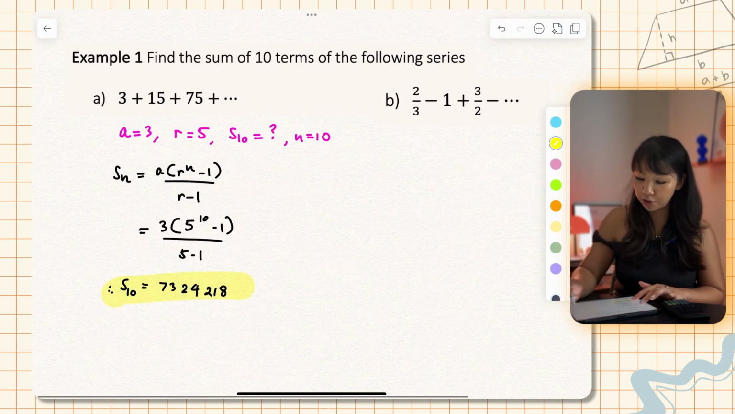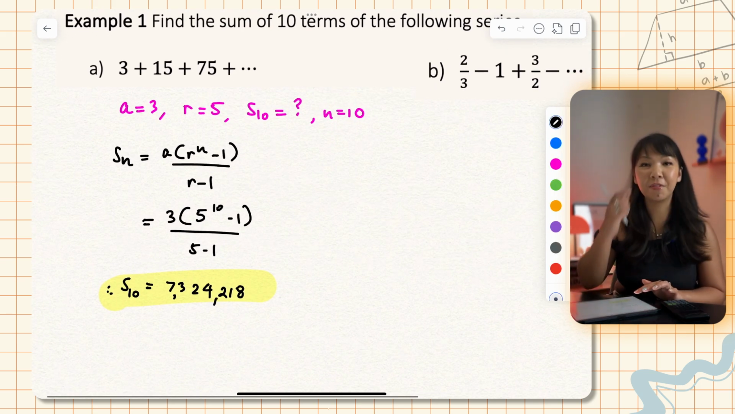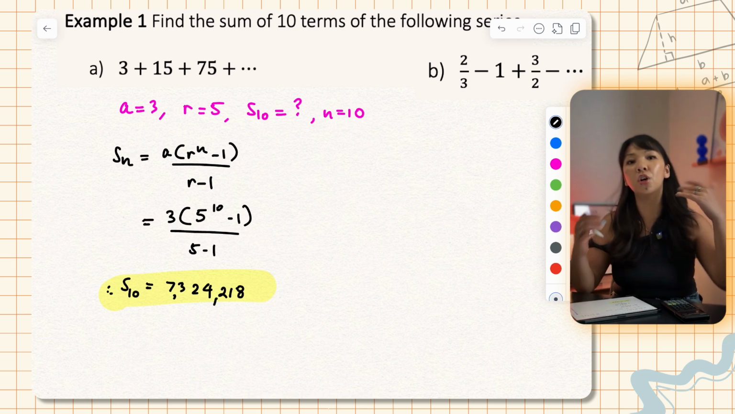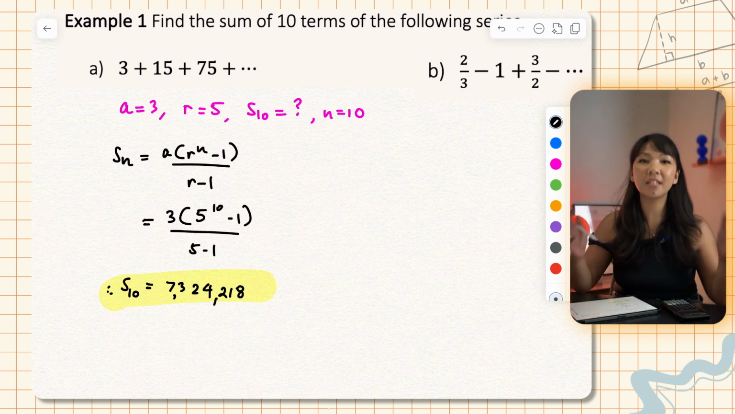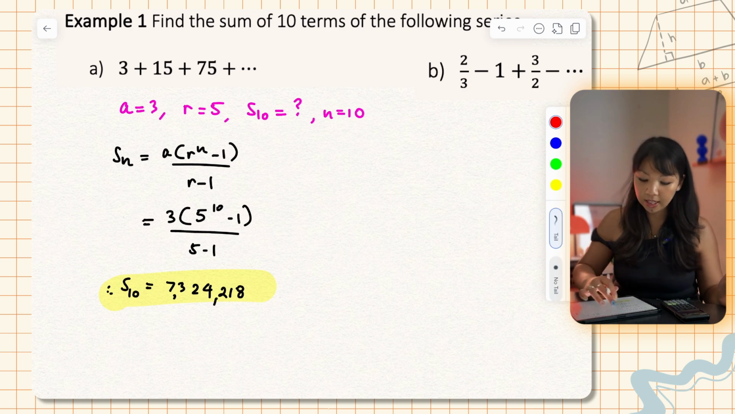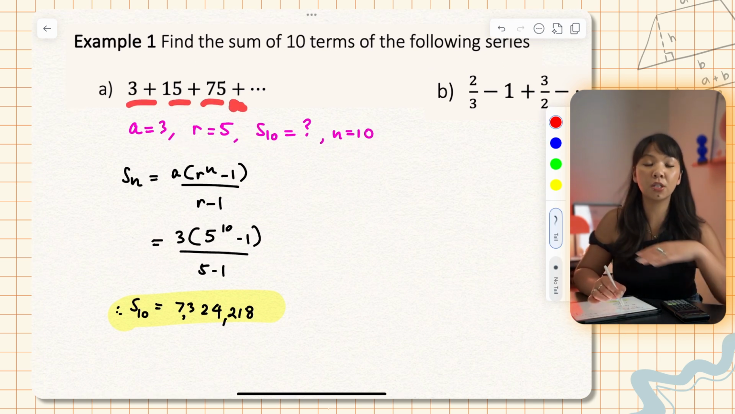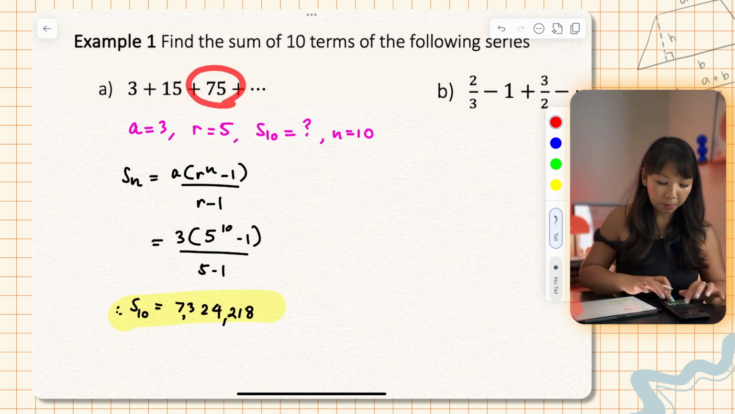Okay, now you might be thinking, gosh, that is a huge number. I'm only adding 10 terms here. How did it become 7 million? Well, when you have geometric progression, you're going to notice that the numbers increase massively because in this case, the common ratio is 5. If I were to write down, I don't know, let's say the next 3 terms, I'm going to times this by 5.